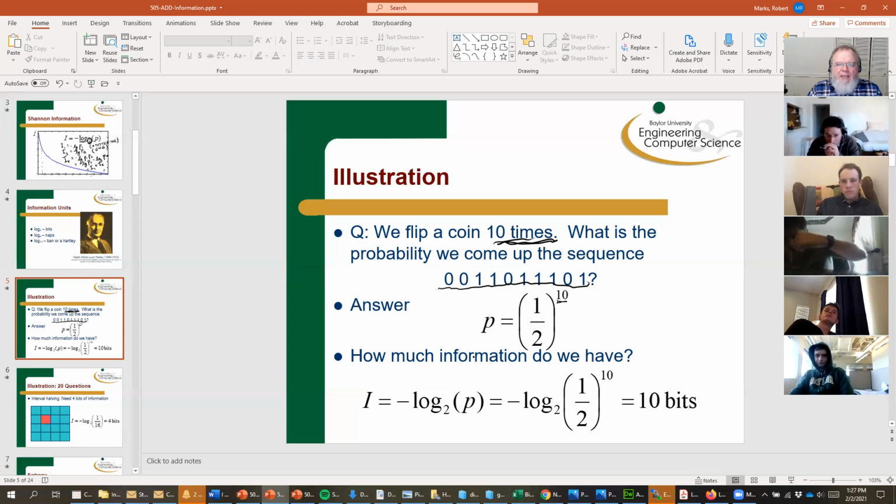We can also plug this into the definition of information and talk about the information with it. The information for these 10 bits would be equal to minus log of 1/2 to the 10th, which is this probability. Hey, and it's 10 bits. So we get the idea of how we relate probability to bits here, which is really, really nice.